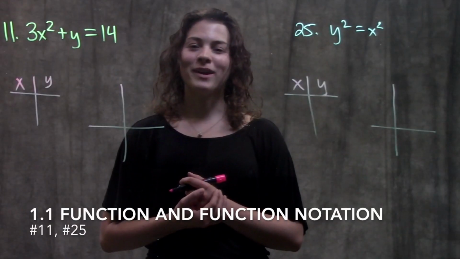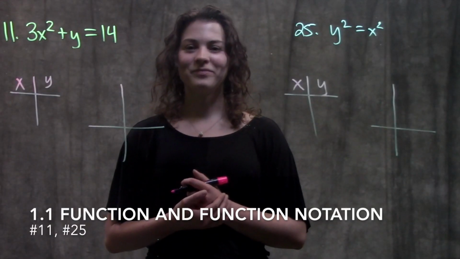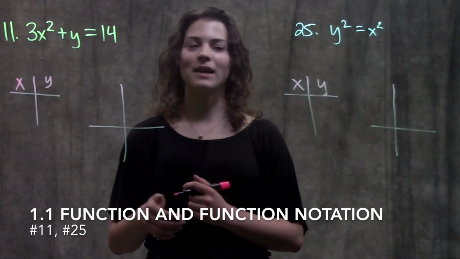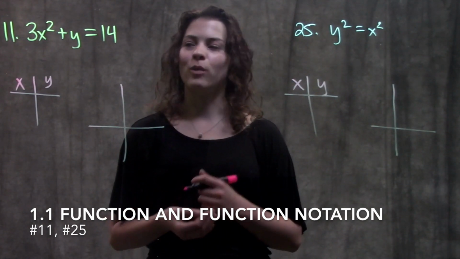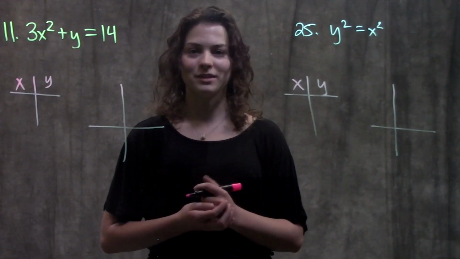This is section 1.1, function and function notation. In this video, we're going to go through problems 11 and 25 in your book, and these are examples where it's asking us to determine whether these relations represent functions.